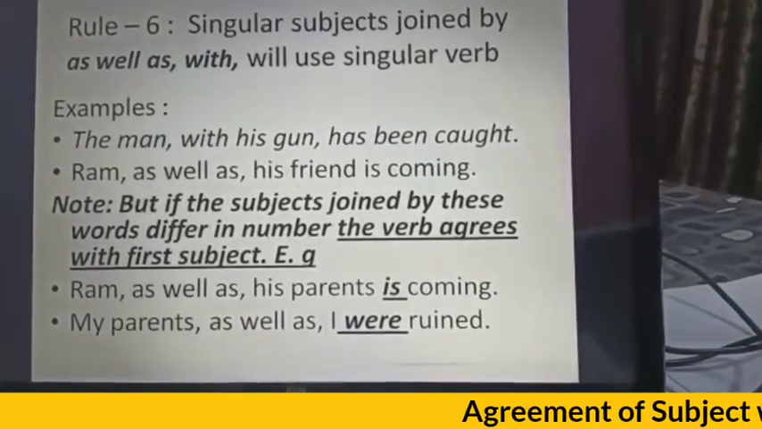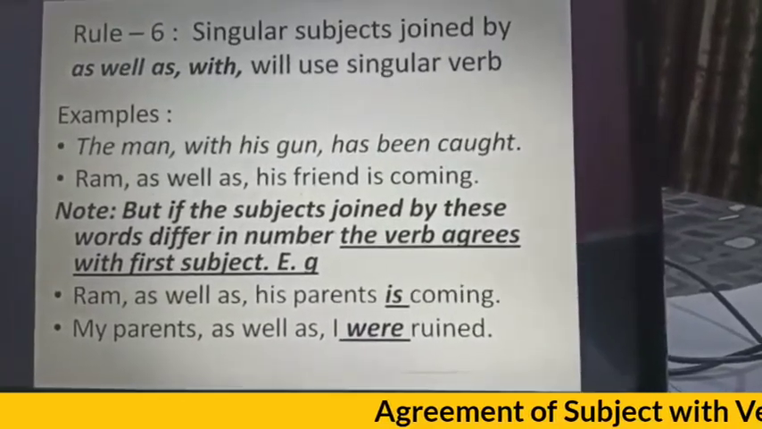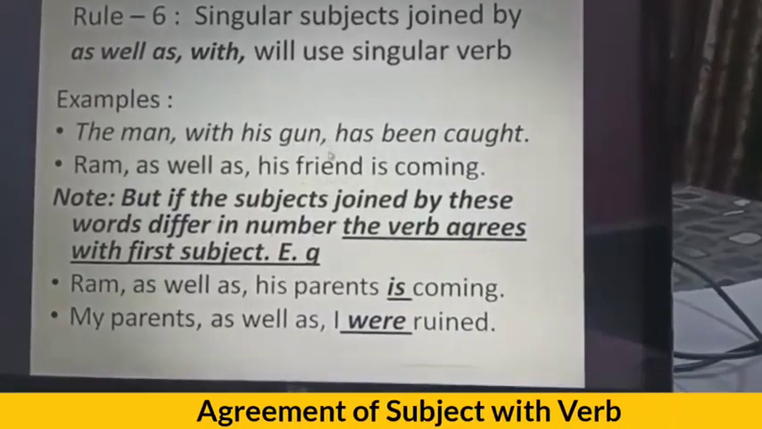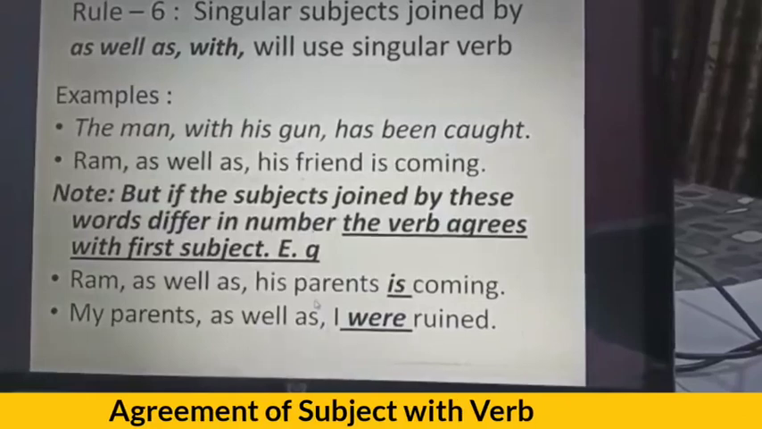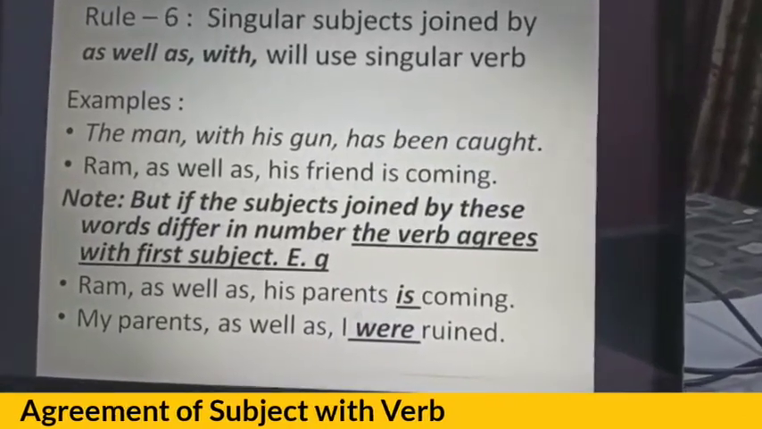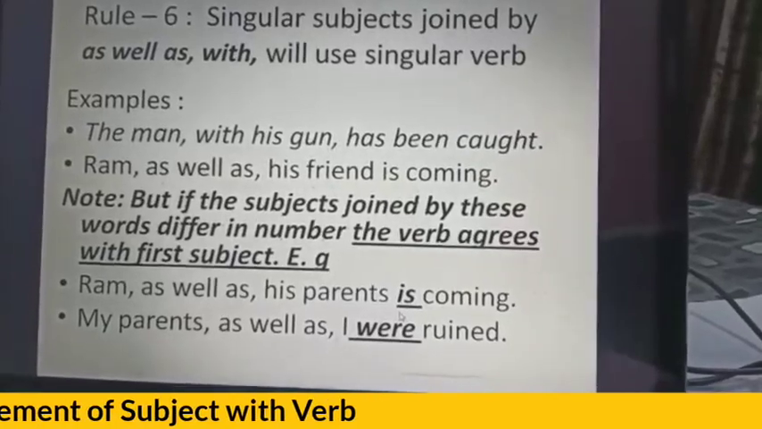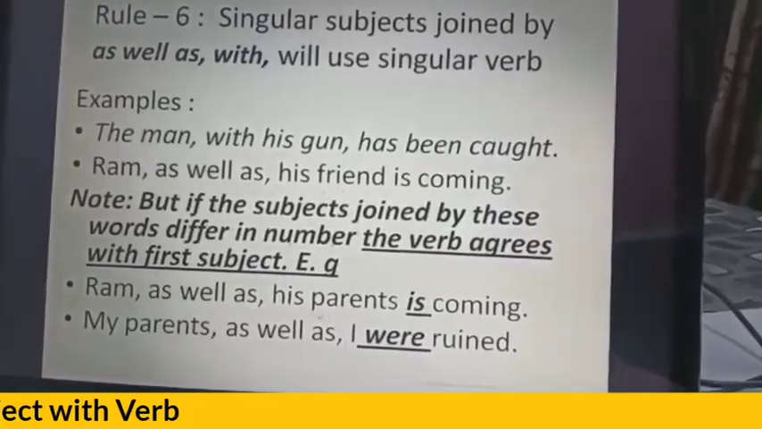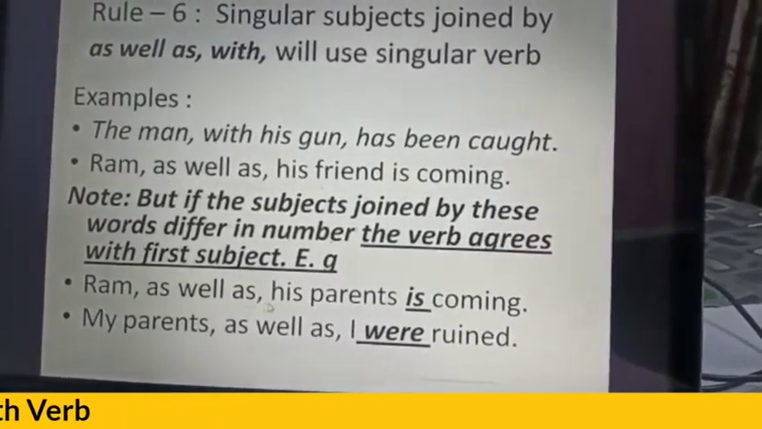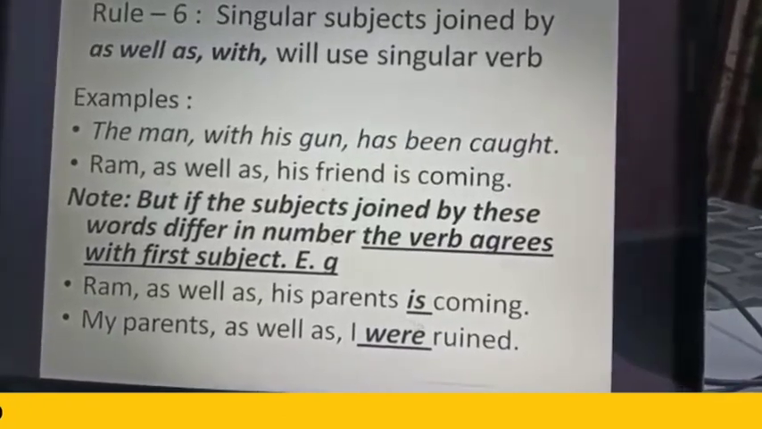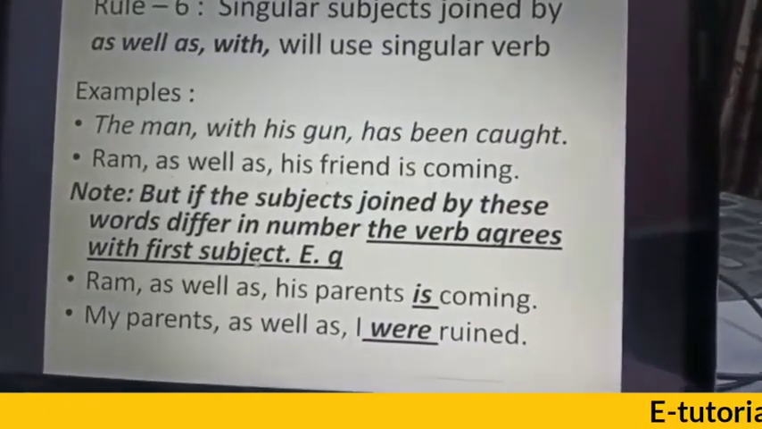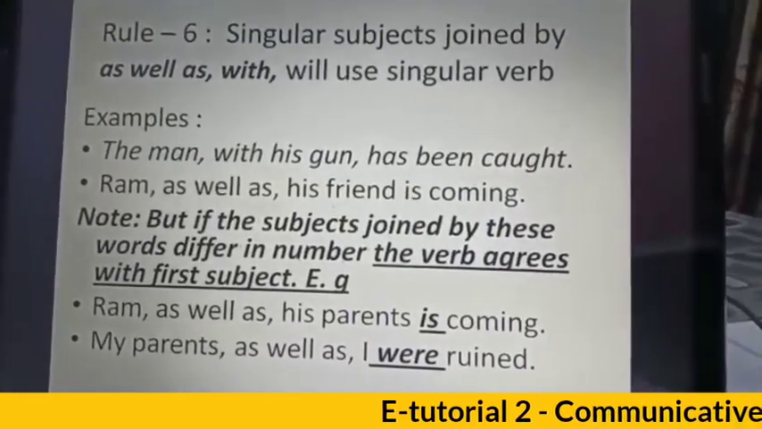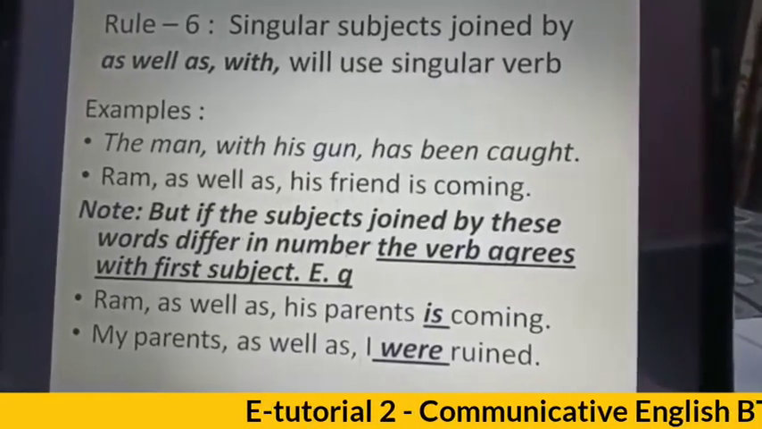Now look at the example, Ram as well as his parents is coming. You see, it is very awkward to use is here because we can see that the nearest subject is plural. Then why we are using is here? It is because when these two subjects, one singular, another plural, have been joined by as well as, a rule of grammar, verb always agrees with the first subject, whether this is singular or plural. We make use of the verb according to its nature.